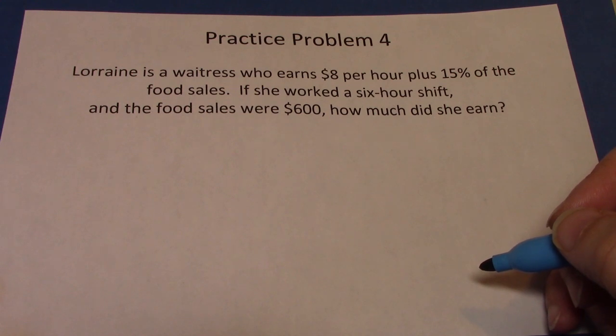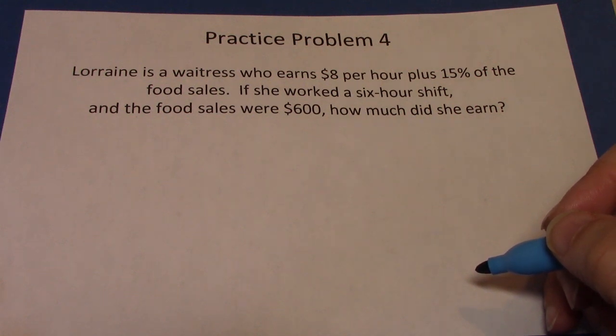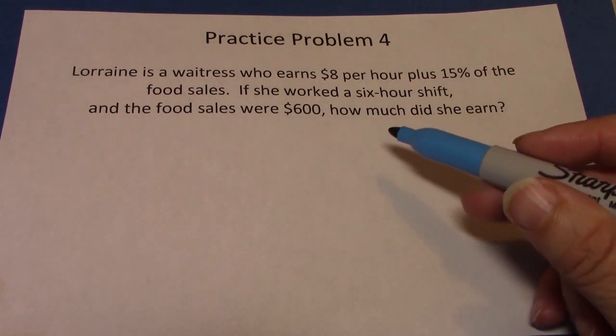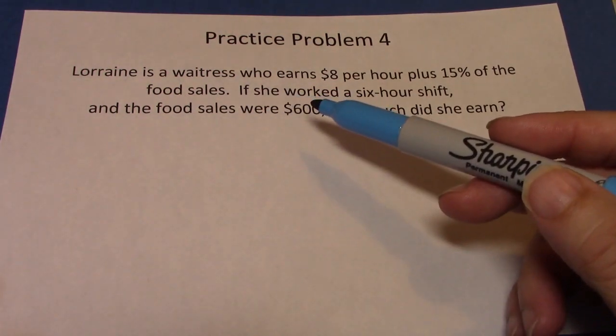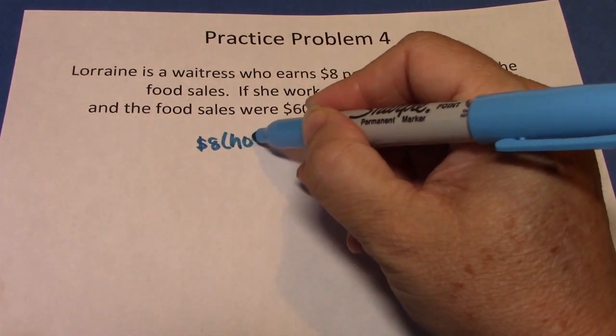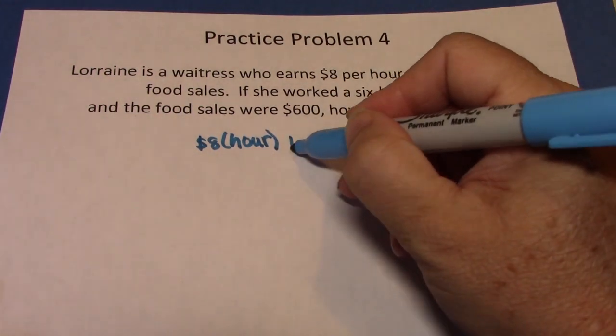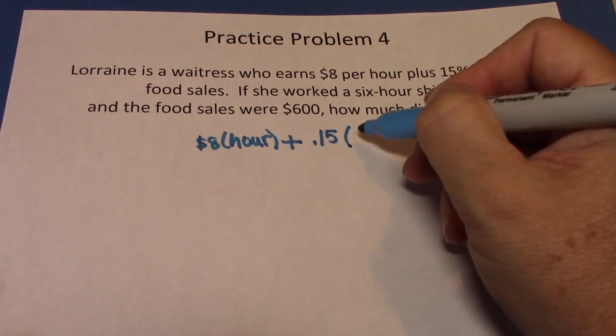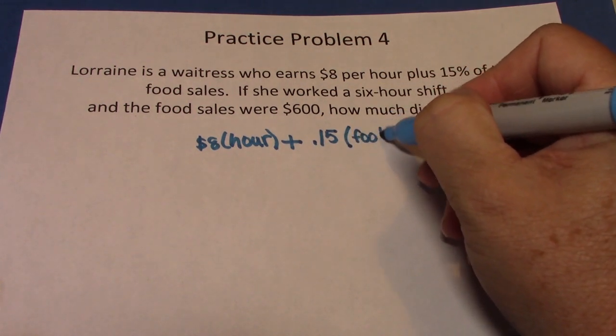Problem 4. Lorraine is a waitress who earns $8 per hour plus 15% of the food sales. If she worked a 6-hour shift and the food sales were $600, how much did she earn? Well, this is a simple formula that we need to come up with for how much she earns. So, they're telling us she gets $8 per hour plus 15%, I'll write that as a decimal, of the food sales.